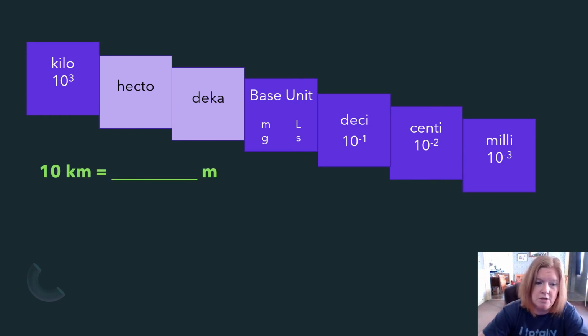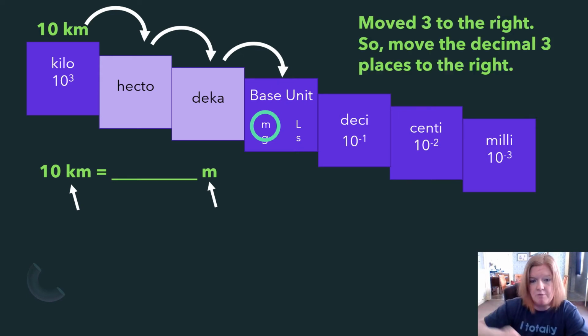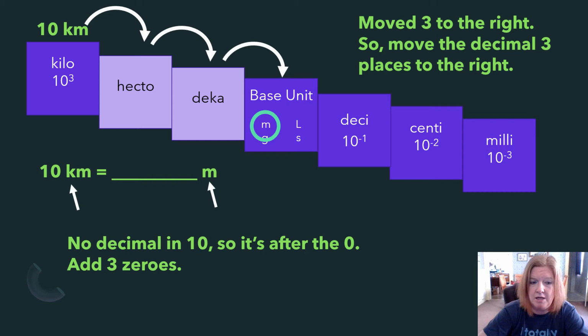So here's a conversion. 10 kilometers equals how many meters? I'm starting with K, kilo. That's where I'm starting. I need to get to meters. That's right there. So I count how many places I would have to move to get there. I moved 3 boxes to the right, so I have to move the decimal 3 places to the right. There's no decimal in 10. Remember, if there's not a decimal, we assume it's at the end of the number, after the 0. So we're going to add 3 zeros, and there's our answer, 10,000.